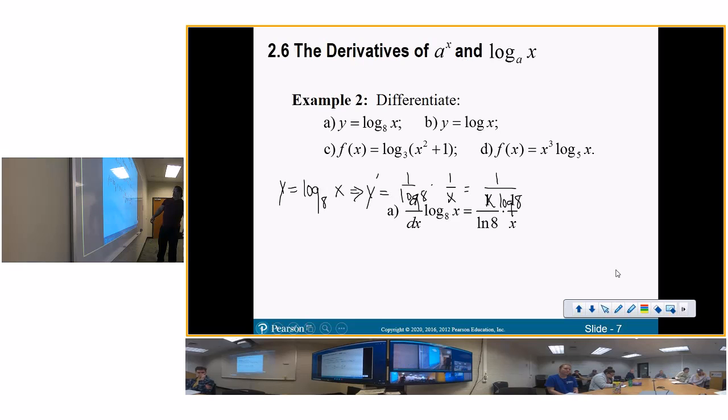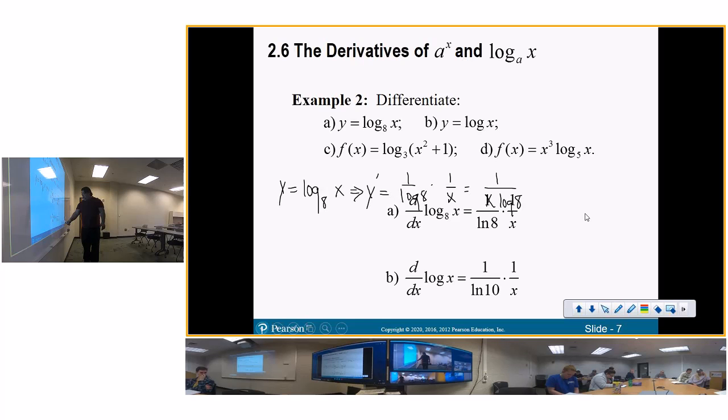And let's see what they got. They're doing it. Okay, they use natural log. You can use log or natural log. Okay, B, let's do B.